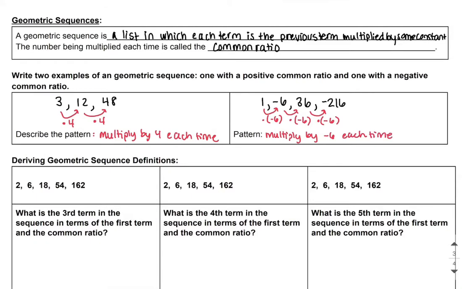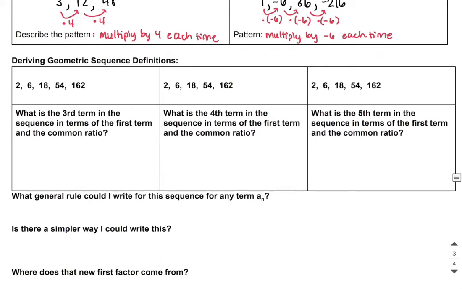All right, let's derive a geometric sequence definition, just like we did for arithmetic sequence definitions. We're going to first label these terms. So same as before, this is a sub 1, 6 is a sub 2, this is a sub 3, a sub 4, a sub 5. The subscript tells me the position in the list. I know 2 is my first term. I want to use the first term and the common ratio to describe what the third term is. So I know a sub 3 is 18.